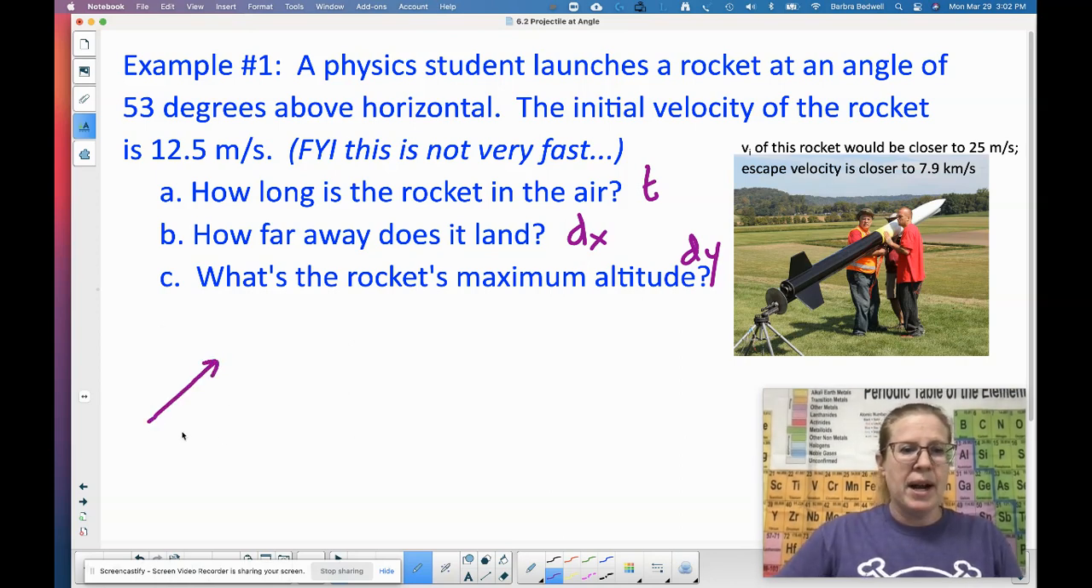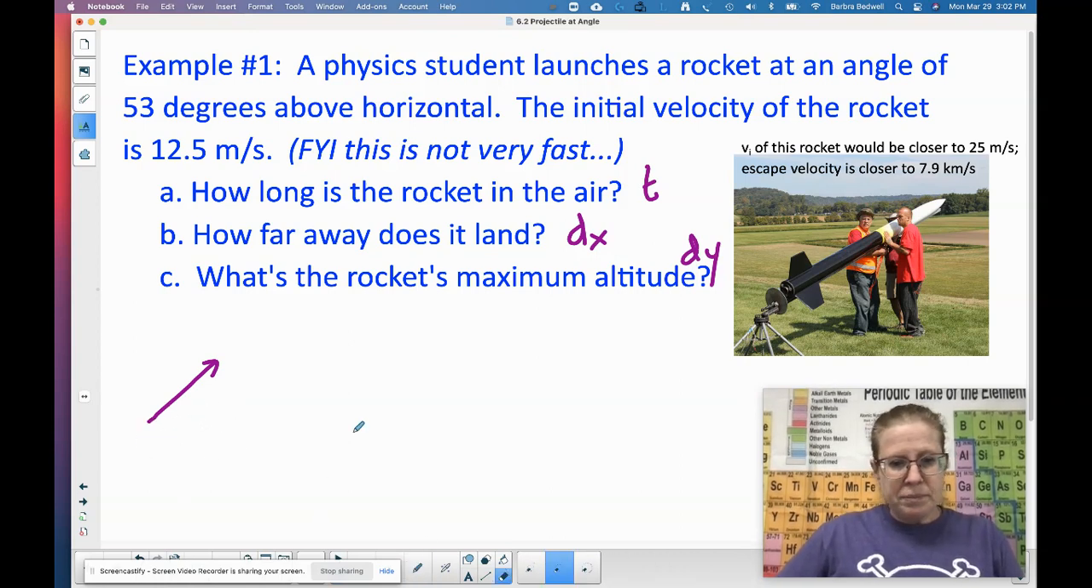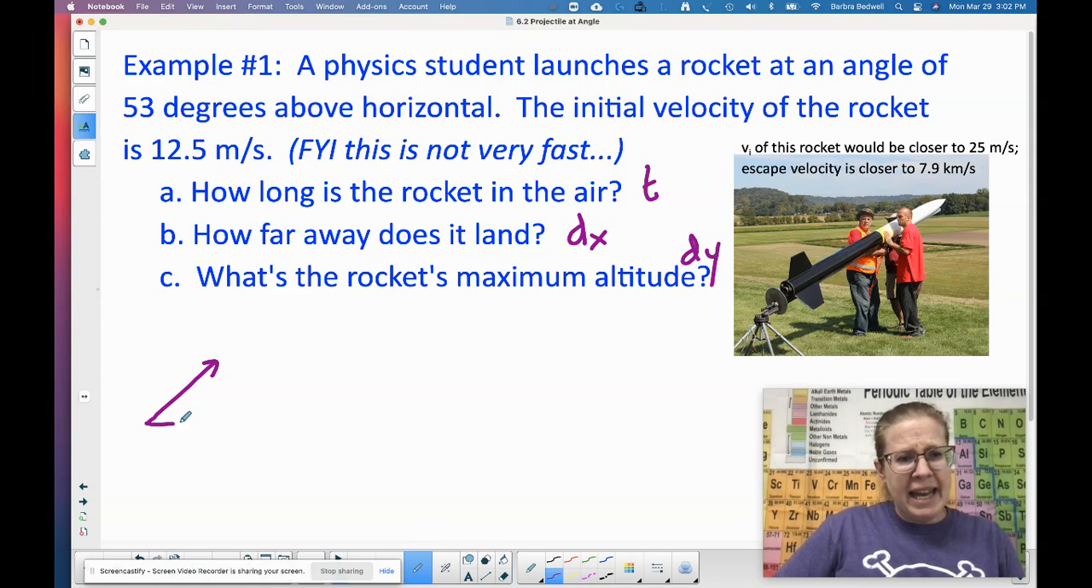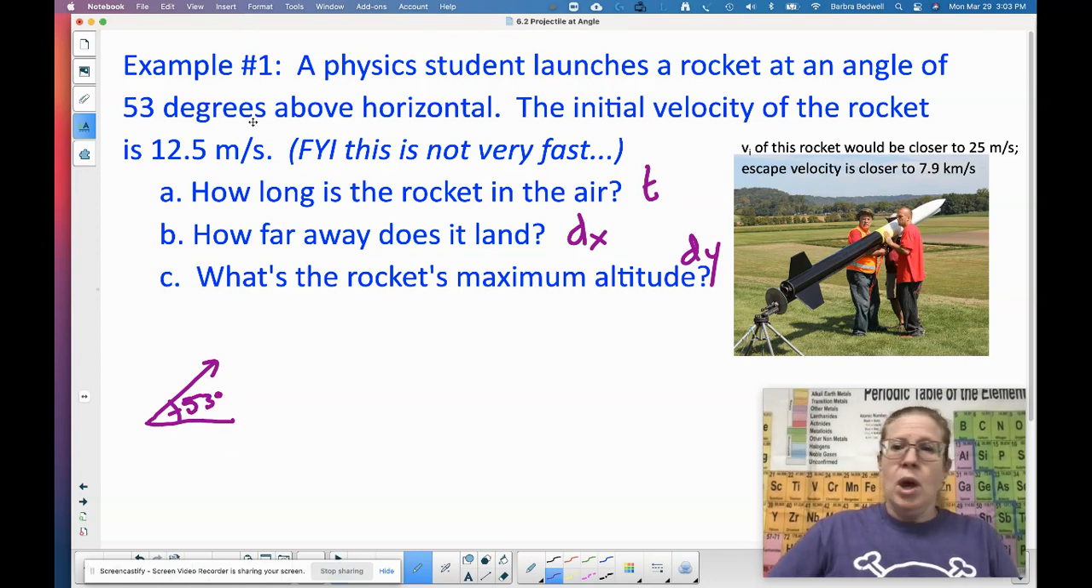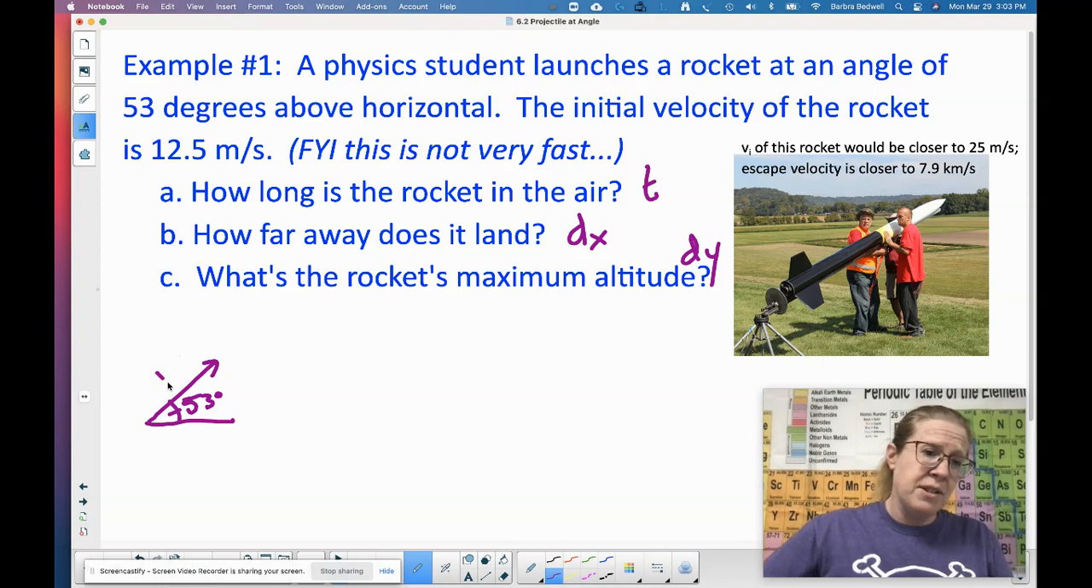Here it is. Our rocket is launching. Okay. If I could draw, that would be really, really helpful right now. Sorry about that. But we are launching. It is at a 53-degree angle, 53 degrees above horizontal. Again, just a regular 53-degree angle. We know that the initial velocity of the rocket is 12.5 meters per second. So that's at the angle.